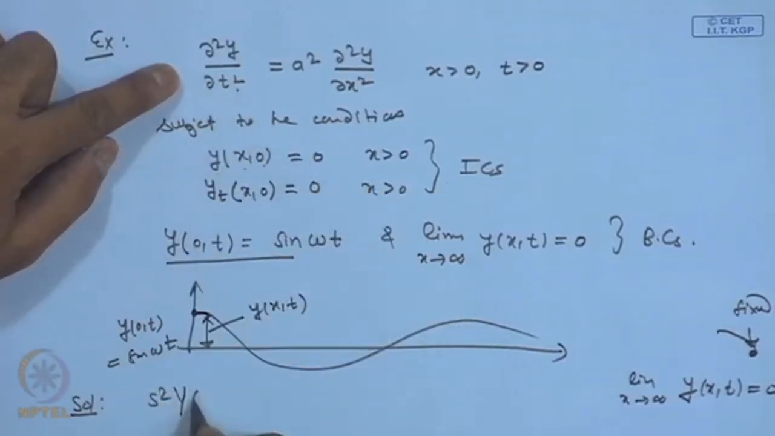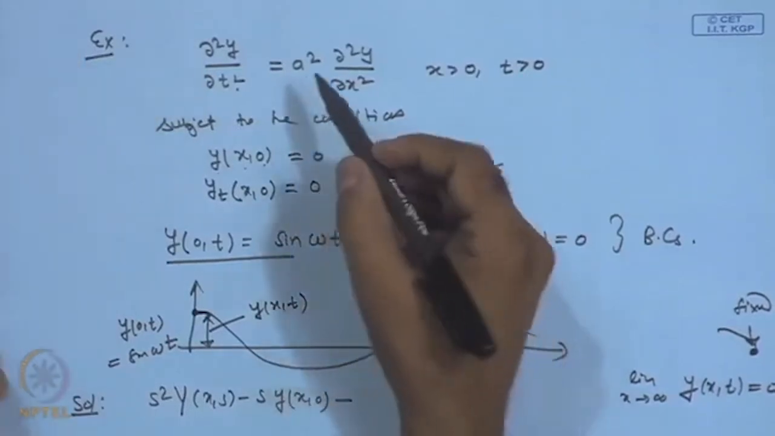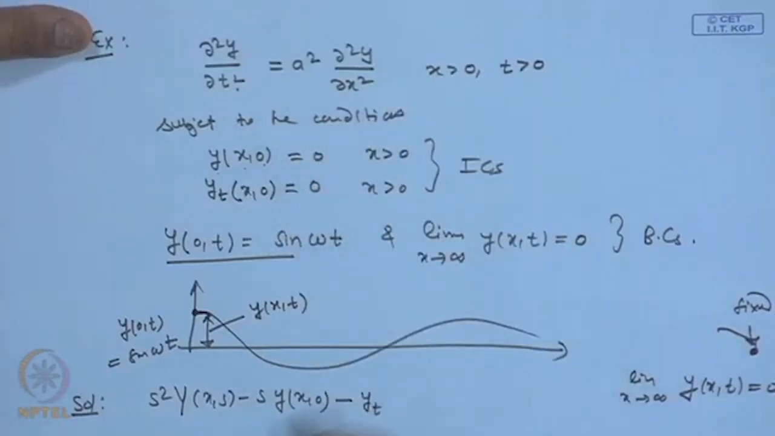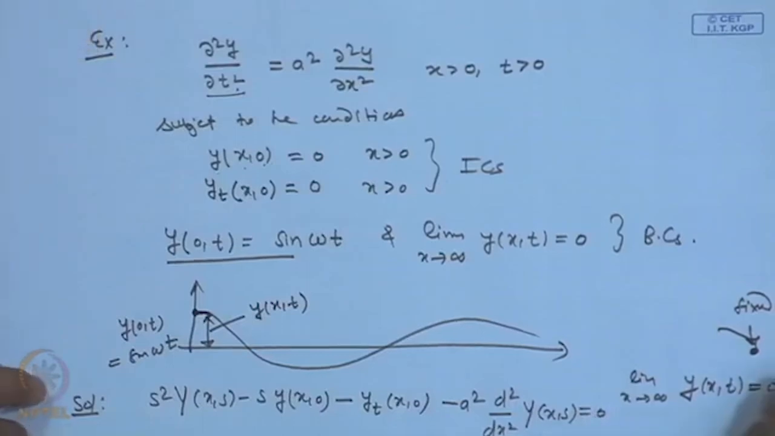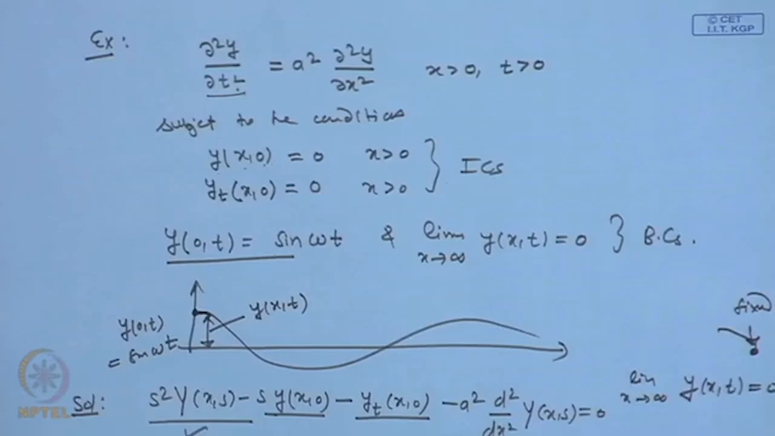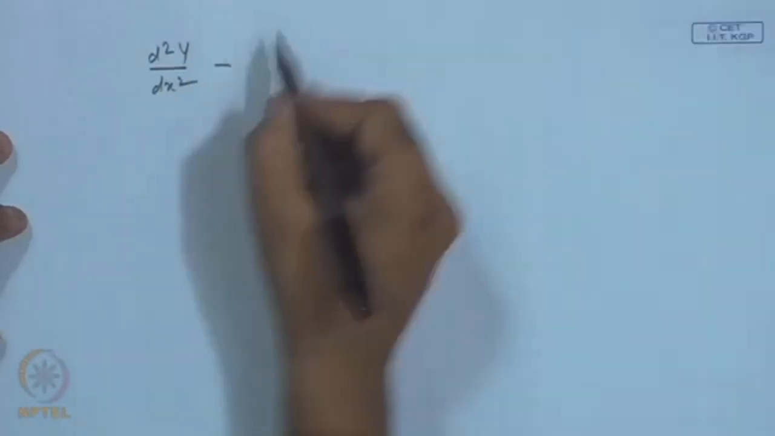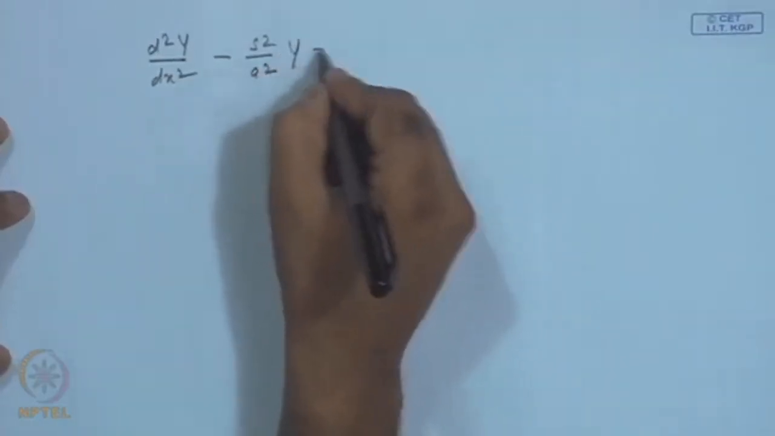Now, for the solution of this wave equation, we again take the Laplace transform. So, we have s square y(x, s) minus s y(x, 0) minus y_t(x, 0), this is the derivative theorem, and then we have minus a square times the second derivative d2 over dx square of y(x, s) is equal to 0. We see that y(x, 0) is 0 and y_t is also 0, so these two terms vanish, and we have s square y(x, s) and this term. Let us just rewrite again: d2 y over dx square minus s square over a square y is equal to 0.